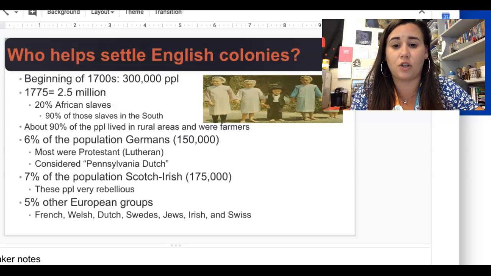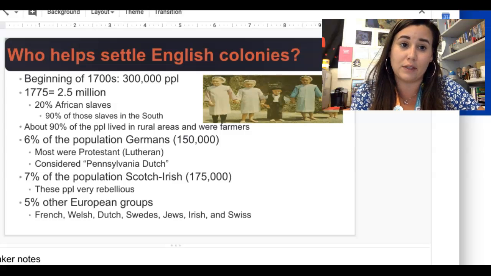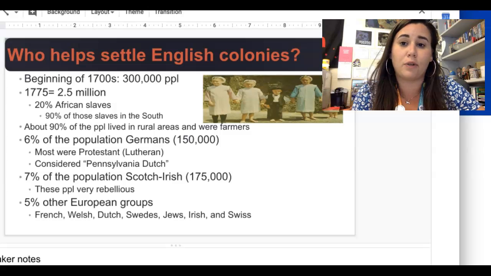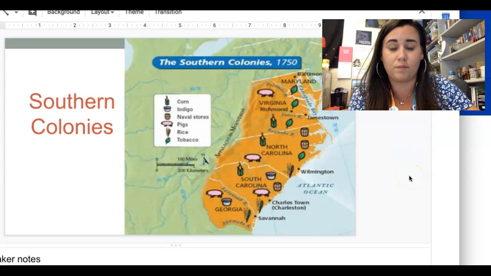7% of the population are Scotch-Irish. These are people who have immigrated from the northern part of Scotland and Ireland. They are very rebellious. They are going to be your frontiersmen, and they are going to be rabble-rousing on the eve of the American Revolution. And then 5% come from other European nations. We have French, Welsh, Dutch, Swedes, Jews, Irish, Swiss, so a whole diverse group here in the English colonies.